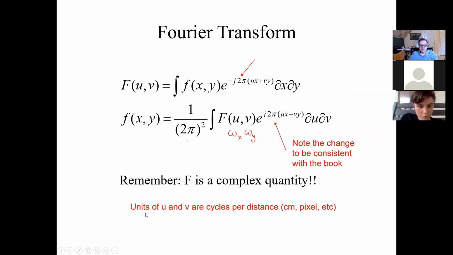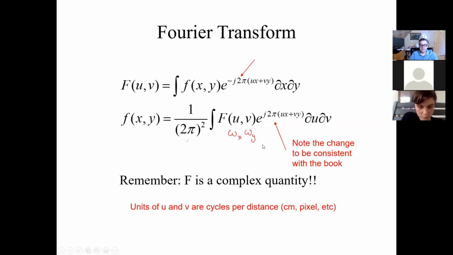Making note that in this form, where we have the 2 pi here to account for the radian component, the units of U and V are going to be cycles per unit distance, depending on what the units of X and Y are. X and Y are spatial domain measurements, and again, that's often pixels, but doesn't have to be. And so U and V basically have to be inverse to that, and so become cycles per unit distance.